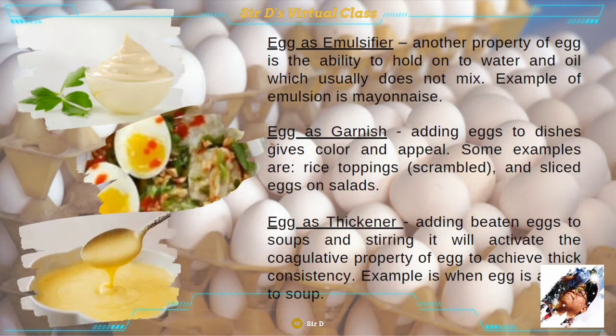Eggs as garnish. Adding eggs to dishes gives color and appeal. Some examples would be rice toppings with the scrambled eggs in our chow fan, or sliced eggs on salads. Egg as thickener. Adding beaten eggs to soup and stirring it constantly would form a very good flavor. It will activate the qualitative property of the egg to achieve a thick consistency.